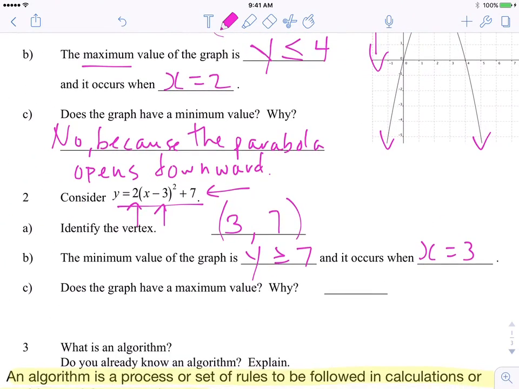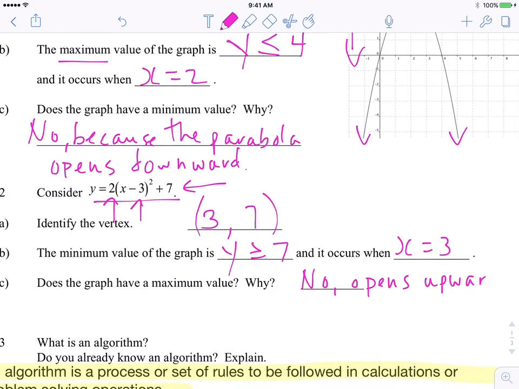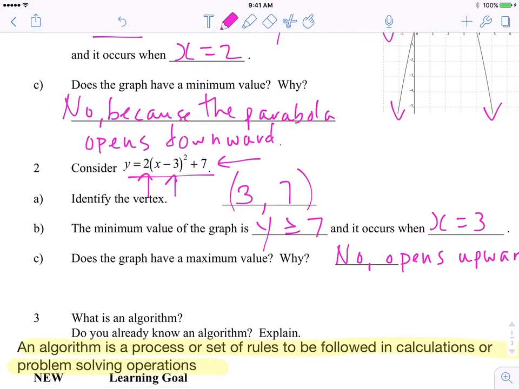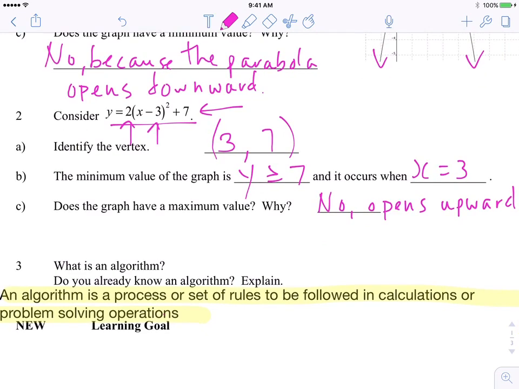Does the graph have a maximum value? And here we could just quite simply say no, because it opens upward. Okay. Again, that should be somewhat of a review.